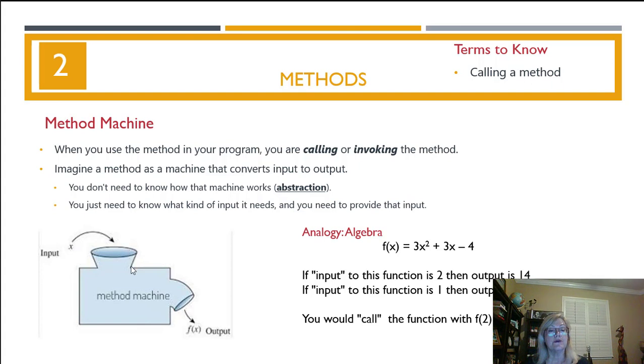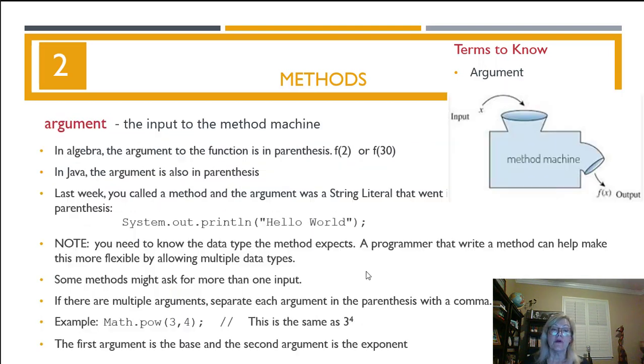Well, if the input's 2, out pops 14. Just plug 2 into the x, right? If the input is 1, if 1's coming in, out pops, you do the math, okay? So the call in algebra would be f of 2 or f of 1. In programming, that input is known as an argument. It's an argument input into the method machine. In Java, the argument is also in parentheses. See, we have the 2 in parentheses here, or the 30, f of 30.